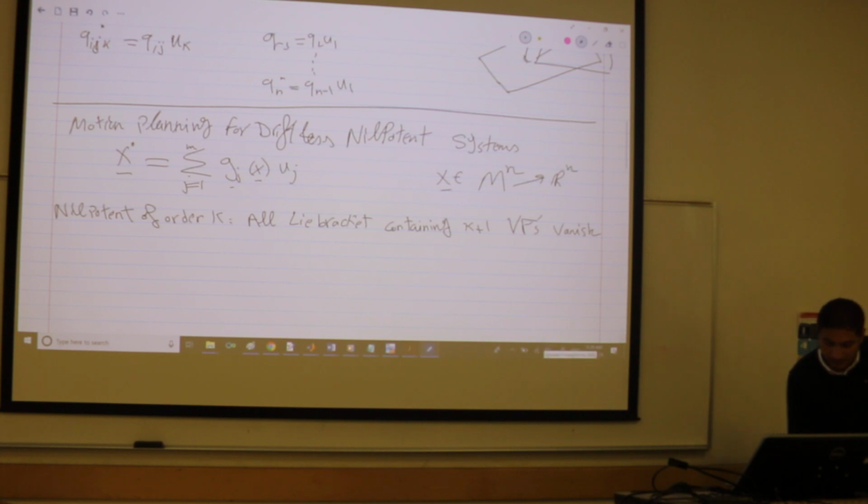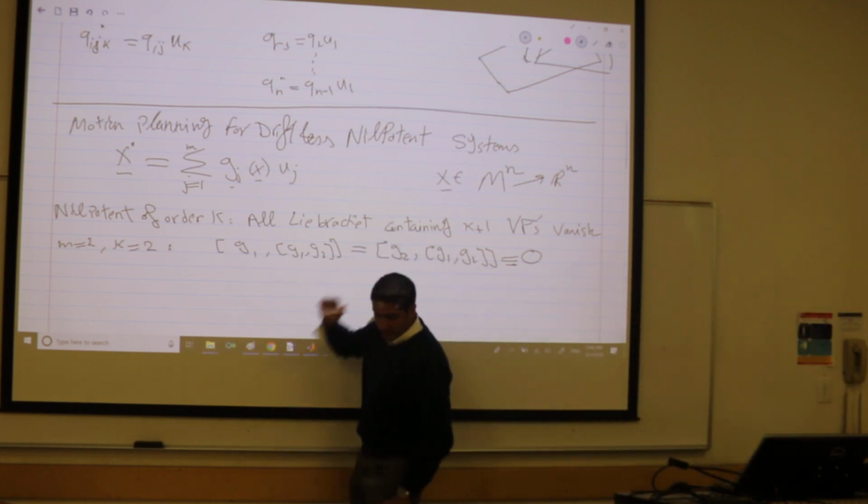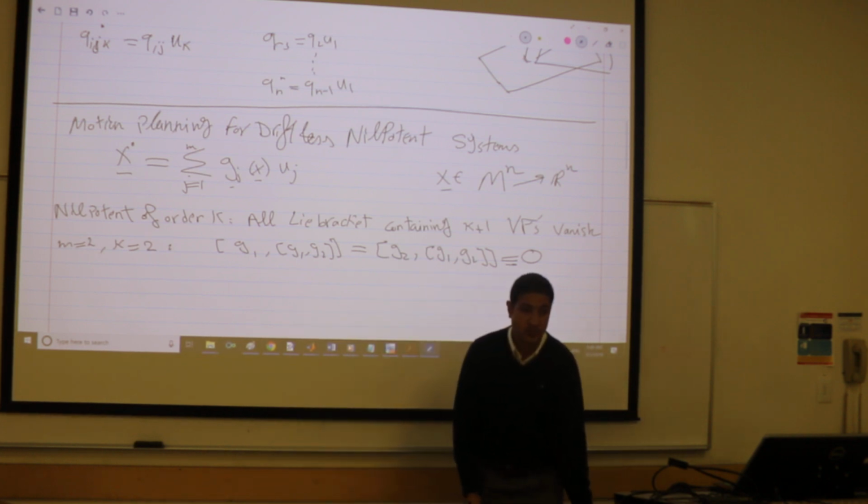For example, we have, say, two vector fields, m equals 2, so g1 and g2 only, and we have k equals, say, 2. So this means that this Lie bracket of g1 and g1, g2, this guy vanishes because it has three vector fields, as well as this guy, completely vanish. It doesn't have to be any particular k, give me any k, but you have to guarantee that after some point of differentiation, these guys will vanish, okay?